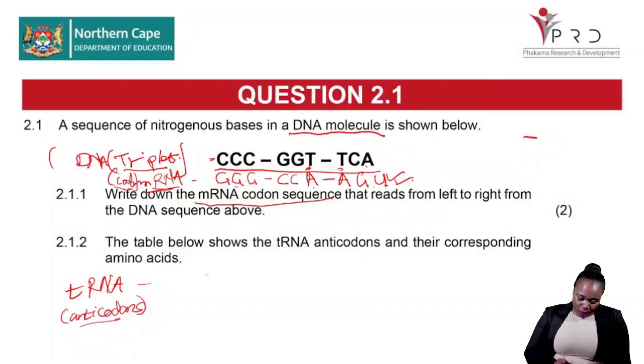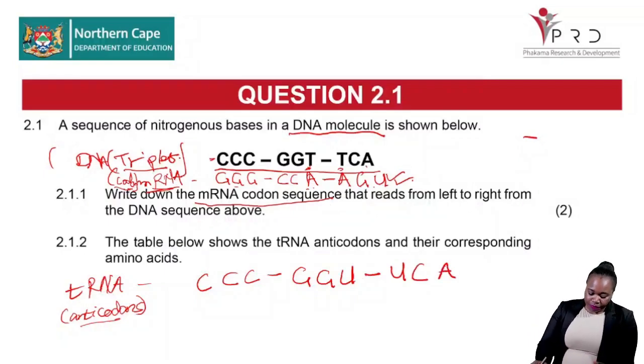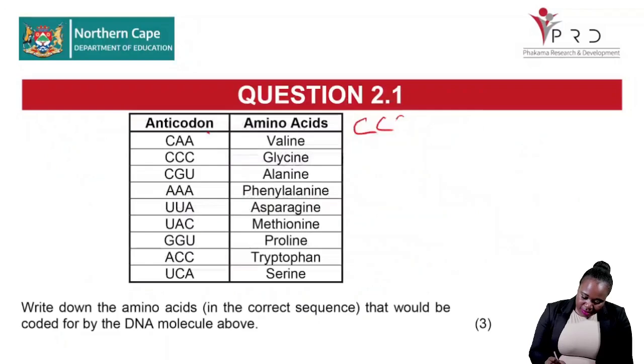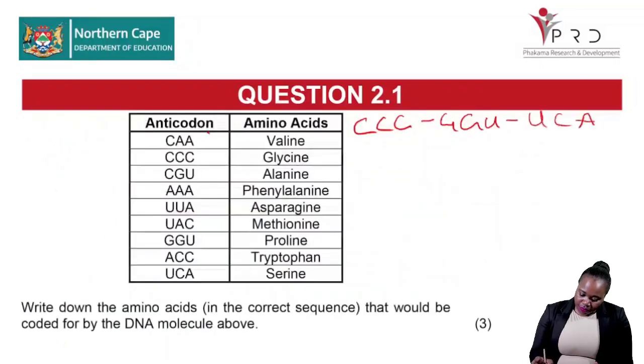GGG will pair with CCC, and then CCA will be GGU, and then AGU will now be UCA. Okay, so this is our tRNA. Let's just quickly take this and write it down on the other side. So we have CCC, GGU, and lastly UCA.